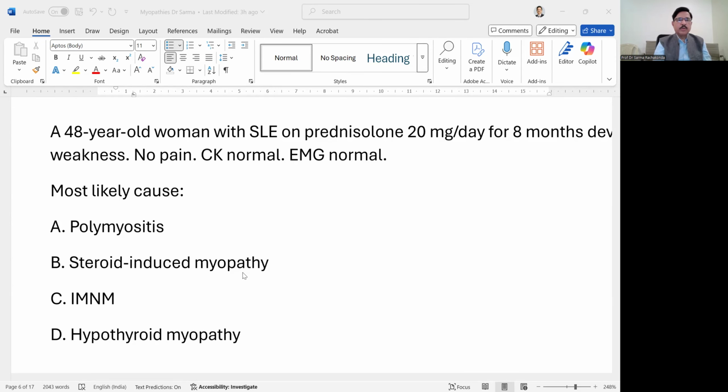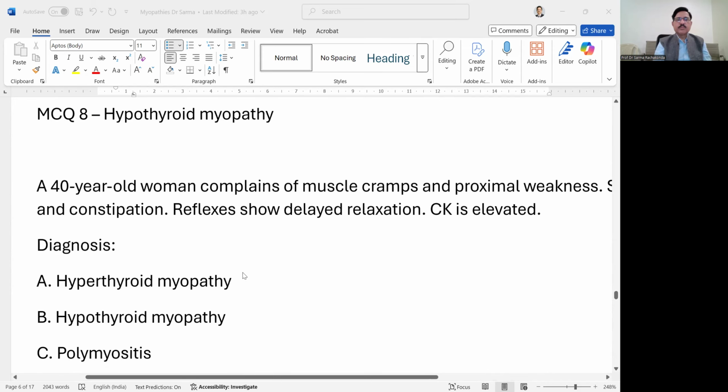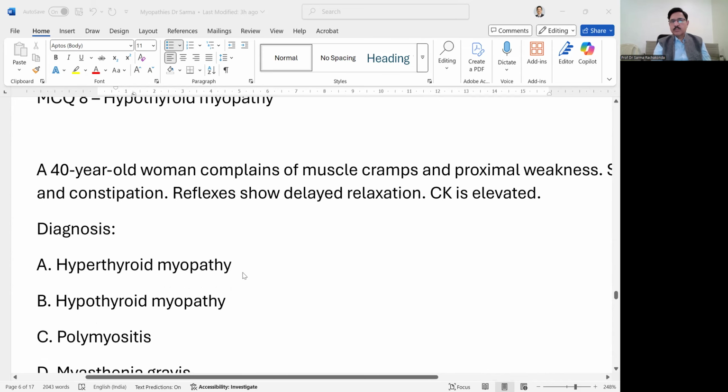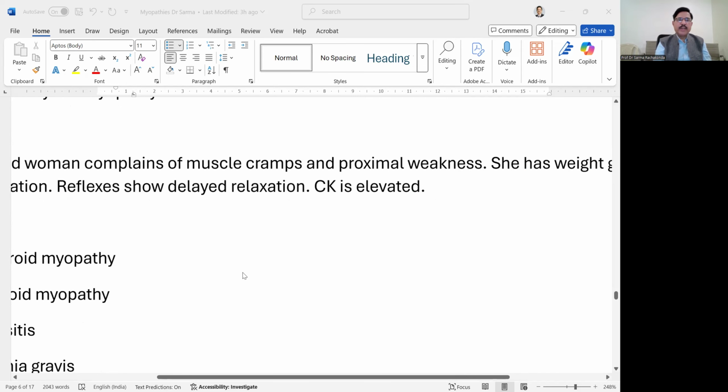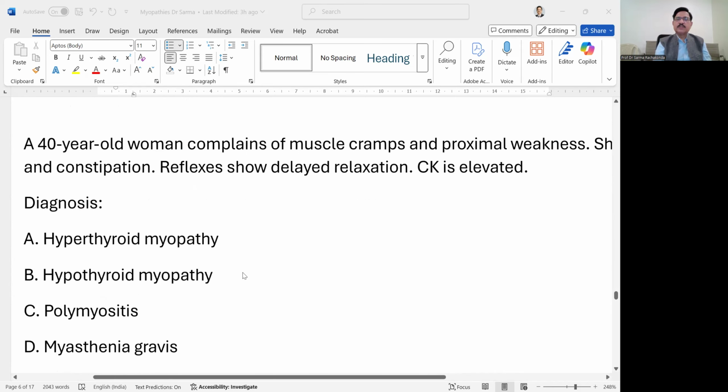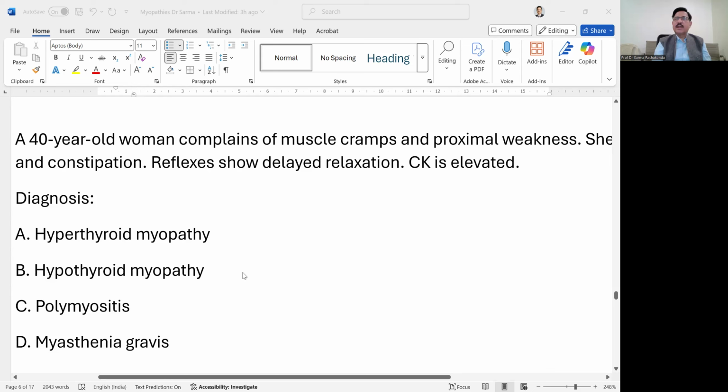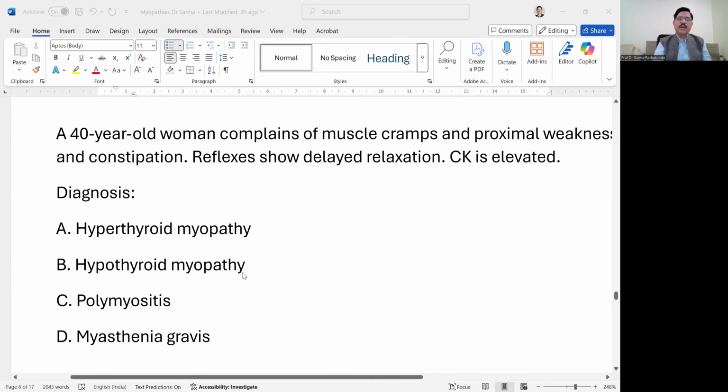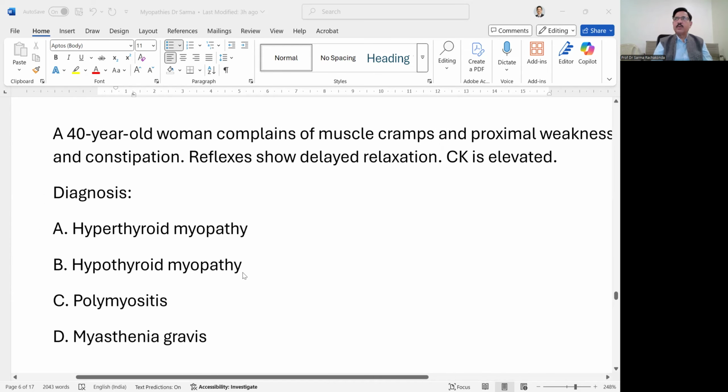Now this we will be able to easily say. Muscle cramps, proximal muscle weakness. She has weight gain and constipation. Reflexes are delayed. Weight gain, constipation, delayed reflexes, 40-year-old woman, muscle cramps, proximal weakness. All are pointing to endocrine disease, particularly hypothyroid myopathy.